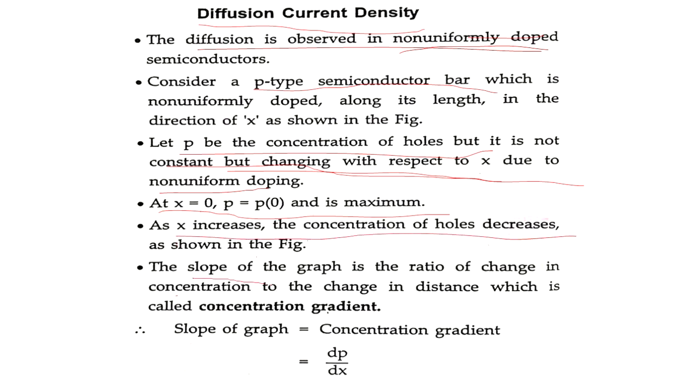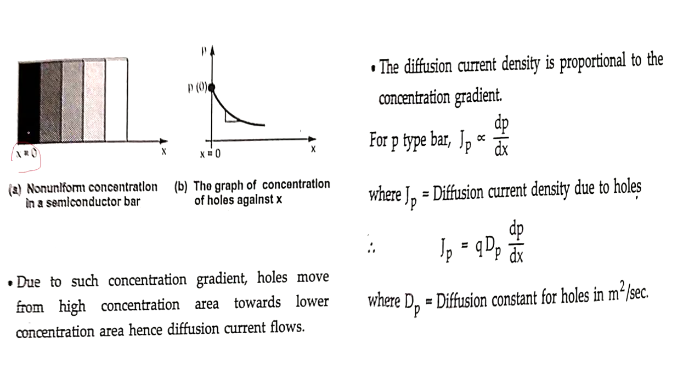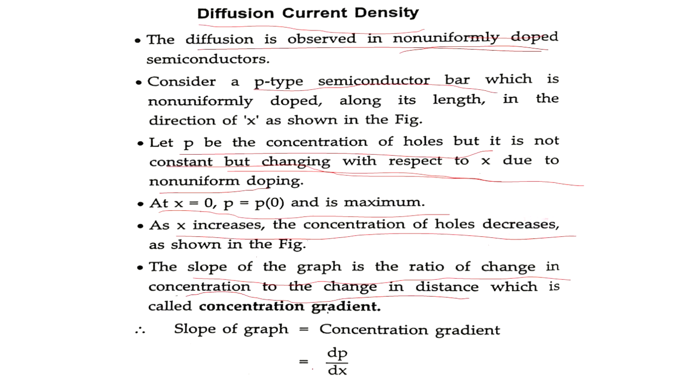So there is a slope we have to find, which is the ratio of change in the concentration to the change in the distance. Since we have taken the variation of concentration with respect to x, the change in concentration with respect to the change in distance gives the slope, that is equal to dp/dx.